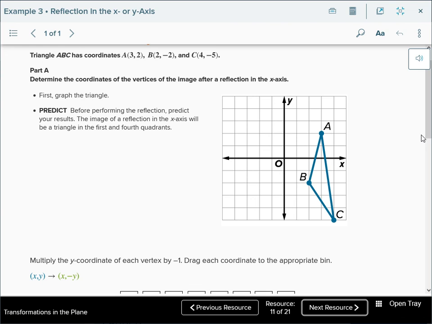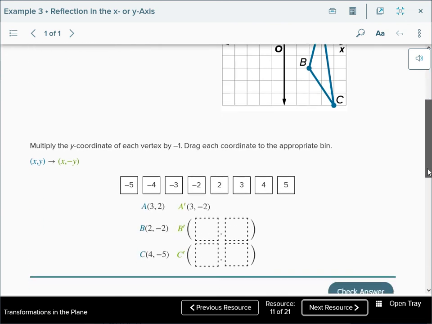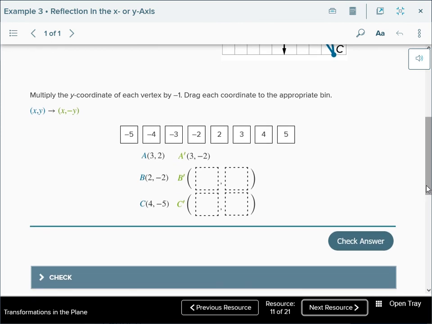And we're reflecting it in the x-axis. If we're doing it in the x, you got to remember it's sort of backwards. That means you're multiplying the y by -1. So now on yours, you can grab these and drag them and drop them where they belong. Do that real quick, and then you can check your answer.